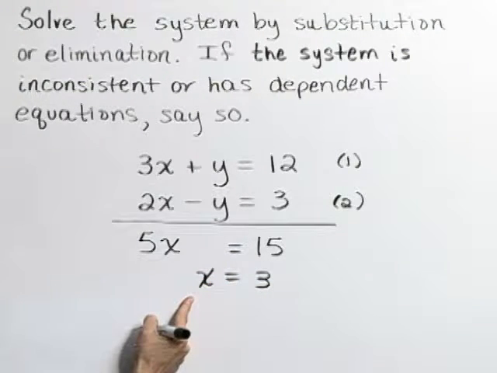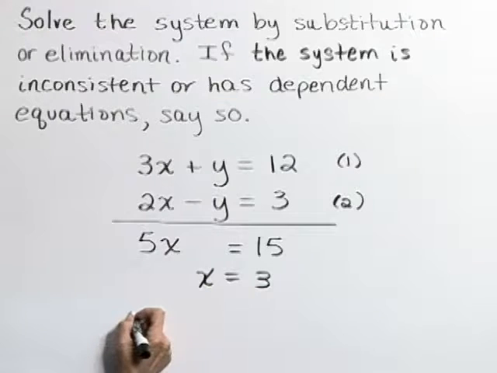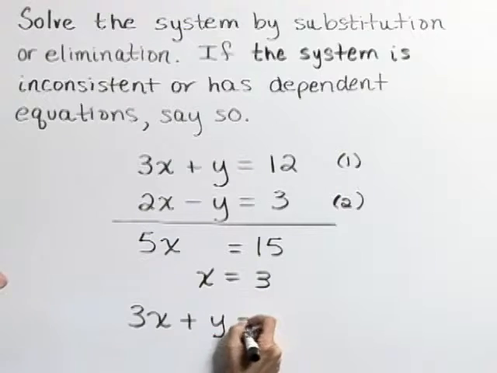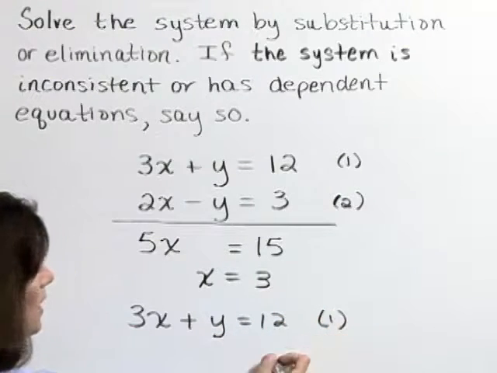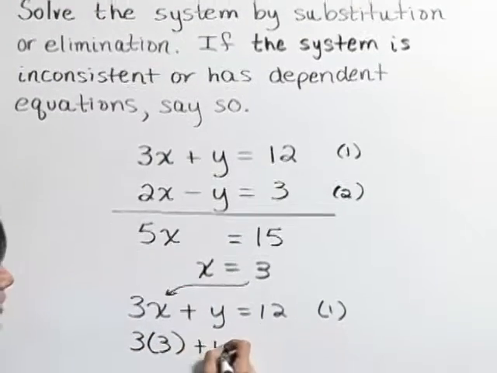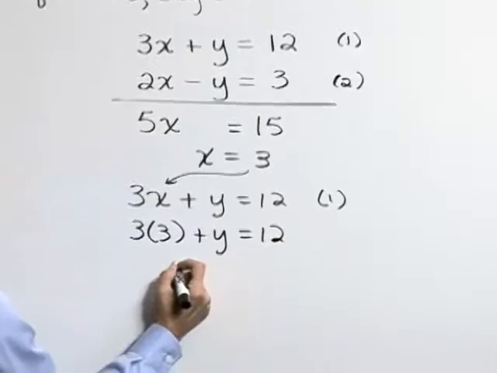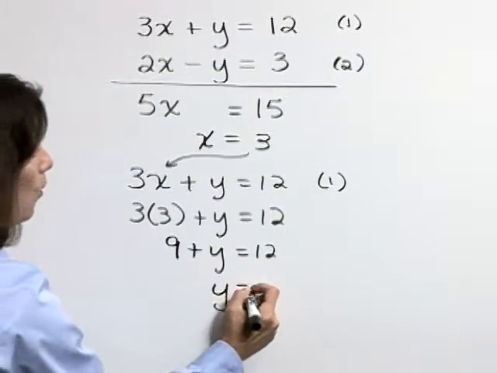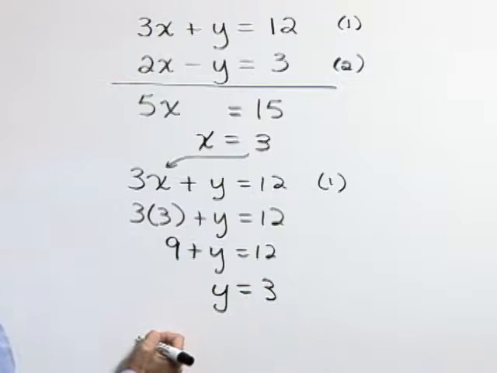Now let's solve for y. And I'm going to use equation 1 to do that. It is 3x plus y equal 12. In this equation, let's substitute 3 for x. So 3 times 3 plus y is 12. That's 9 plus y is 12, or y is equal to 3 also.